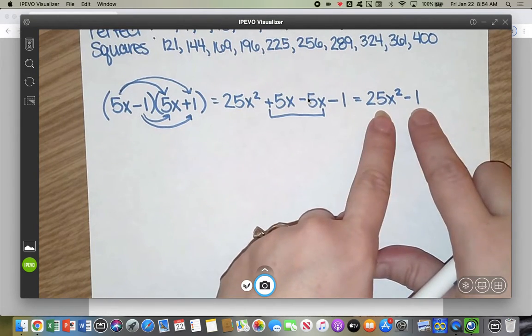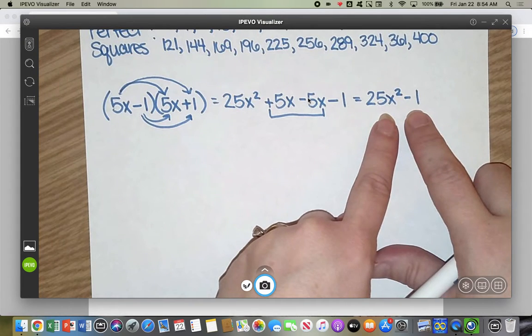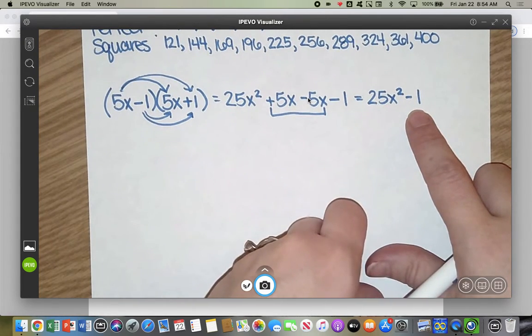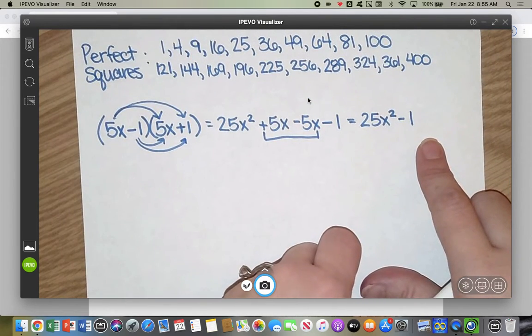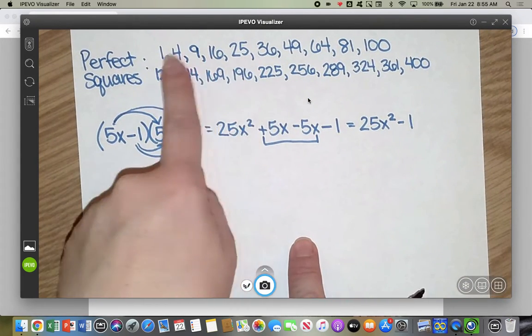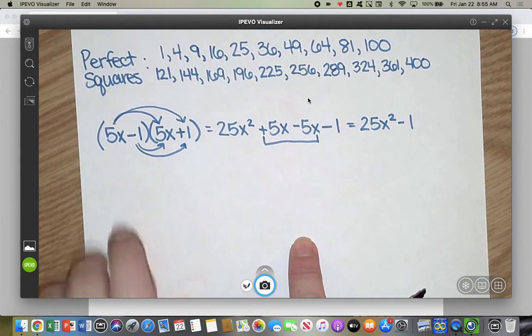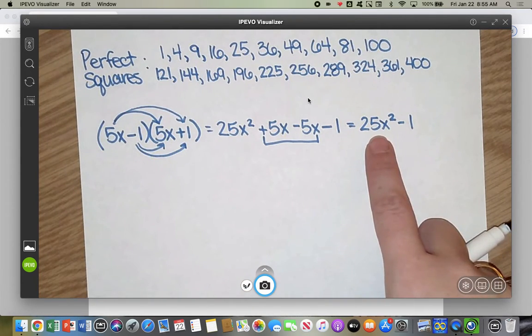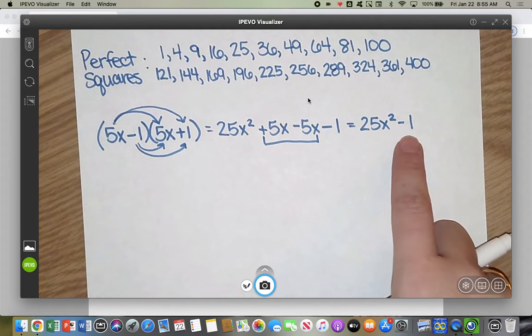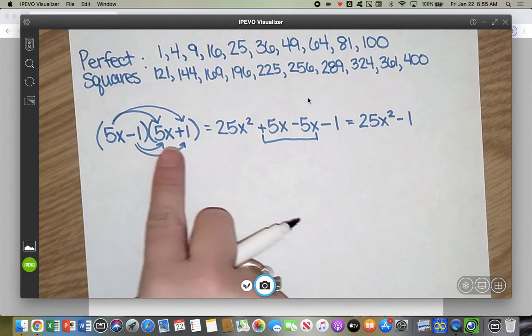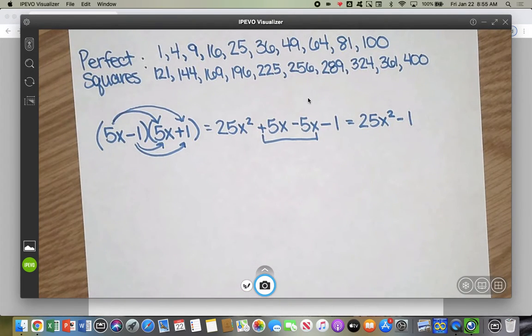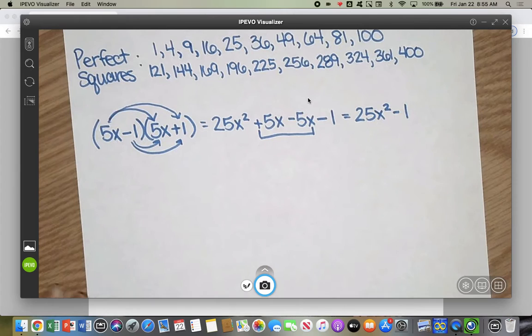If you take a look at this answer, 25x squared minus 1, do 25 and 1 both have square roots? Are those numbers both in your perfect square list? Yeah. What's the square root of 25? What's the square root of 1? 1. Go back and look at those parentheses. What did we start with? 5 and 1. So whenever you have a difference of squares, you can simply just take the square roots.